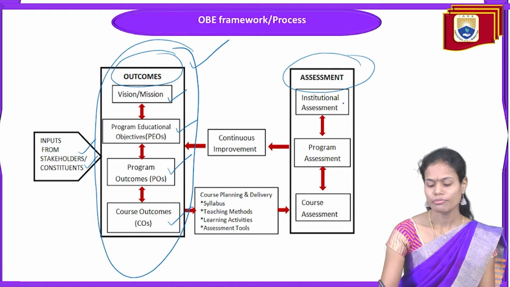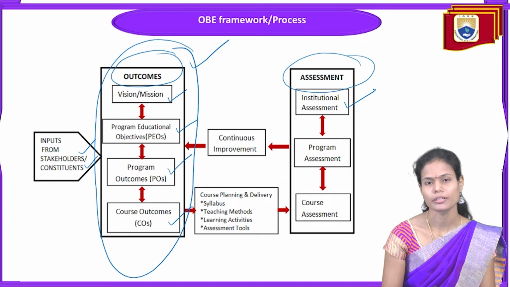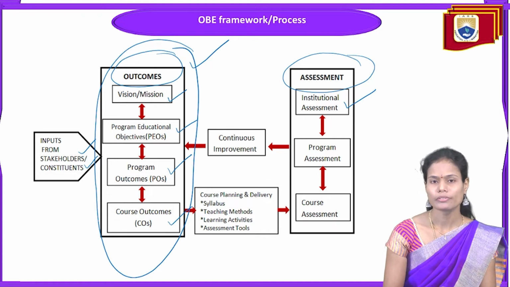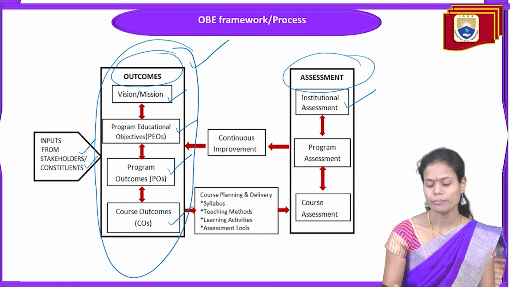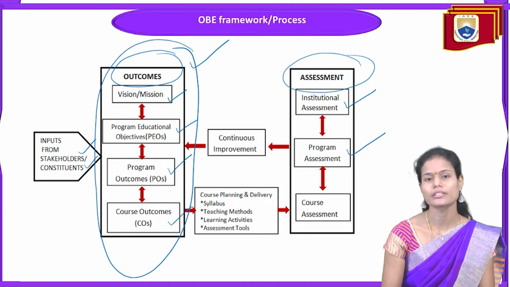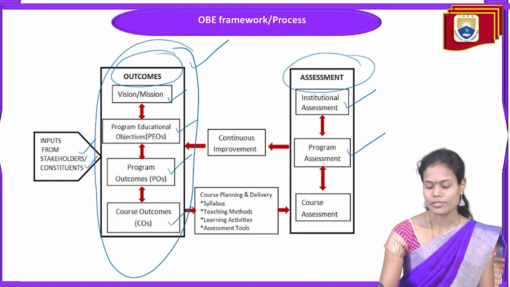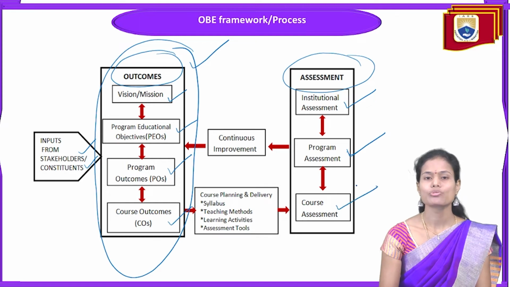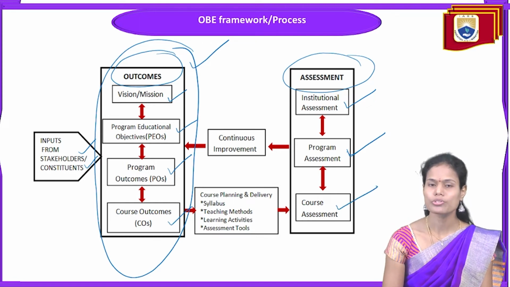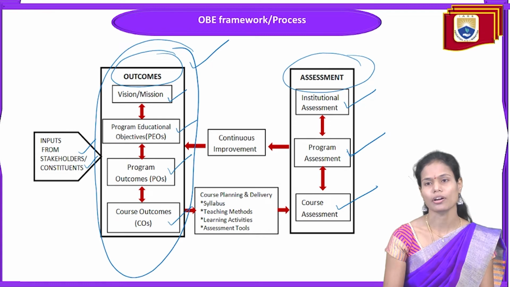So in order to reach these outcomes, what are the assessments we are going to do? The first one is institutional assessment. Institutional assessment means at the institutional level, we are going to see whether the desired goals or outcomes are achieved or not. And next, program assessment at the different branch levels, whether the particular program outcomes are achieved or not. And next, course assessment, for each and every course, whether our outcomes are achieved or not.